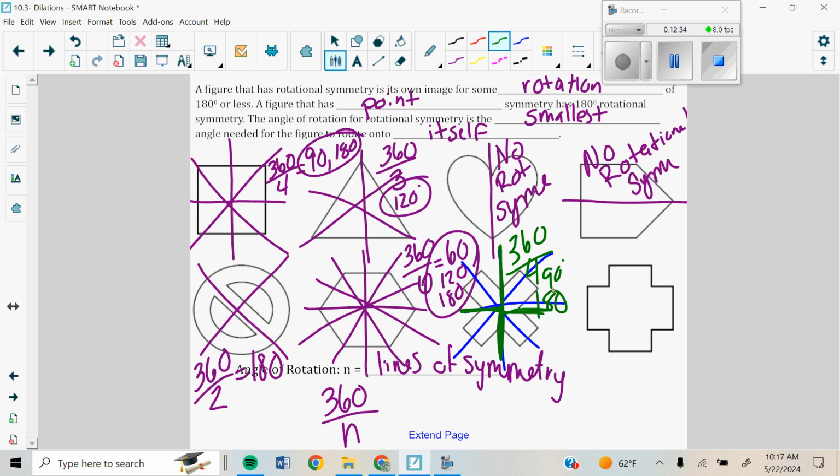And we're going to see the same thing. This cross here is just about like that X. We've got 4 lines, so we have 90 degrees and 180 degrees.